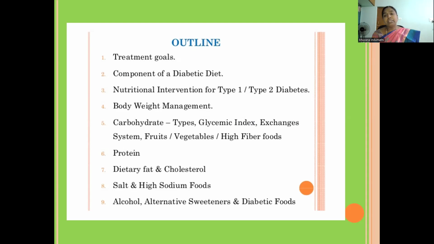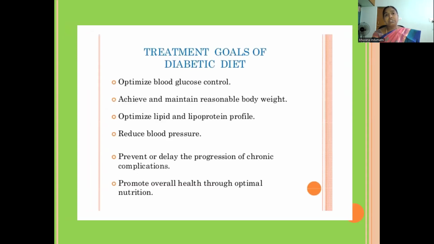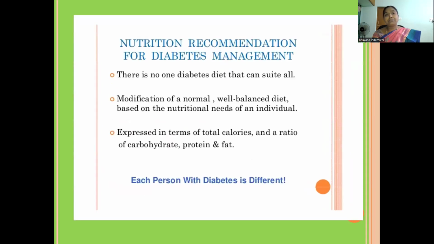A protein-rich diet can be taken, along with attention to dietary fats and cholesterol, which are important with obesity in diabetic patients, and salt and high sodium foods, alcohol, and alternative sweeteners can be taken as diabetic food. First, the goals of treatment of the diabetic diet: we have to optimize blood glucose control, achieve and maintain a reasonable body weight, optimize the lipid and lipoprotein profile, reduce blood pressure, prevent or delay the progression of chronic complications, and promote overall health through optimal nutrition.